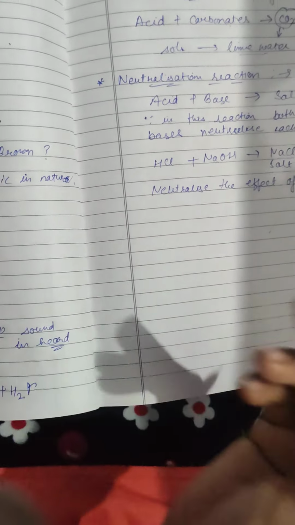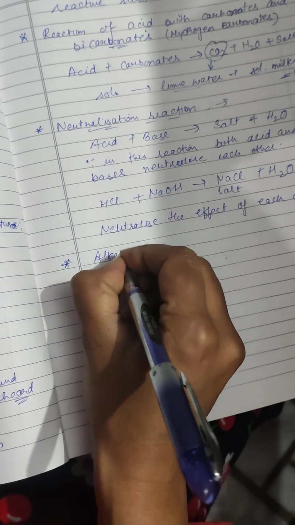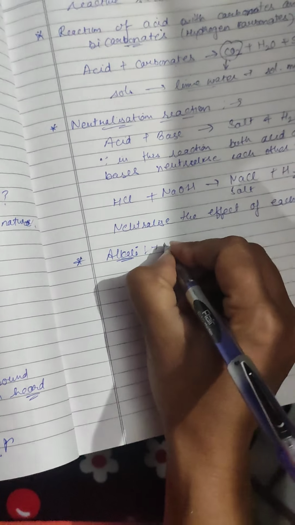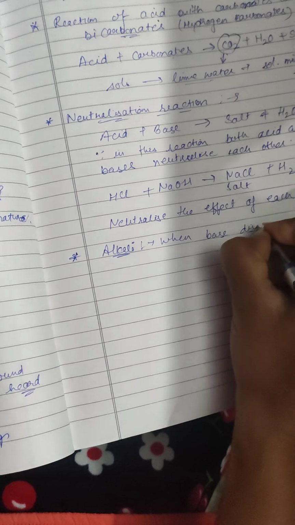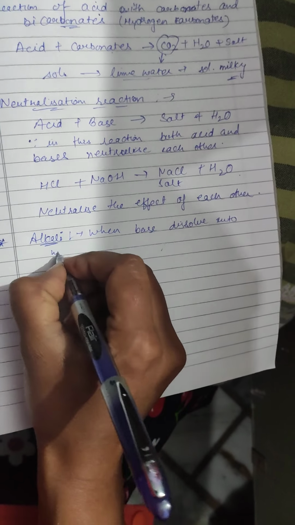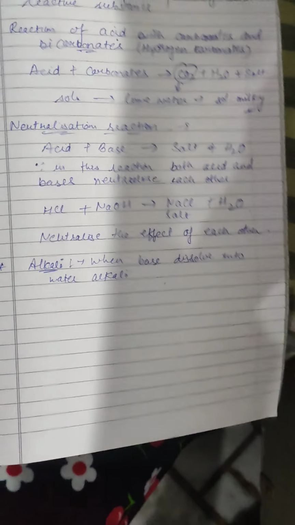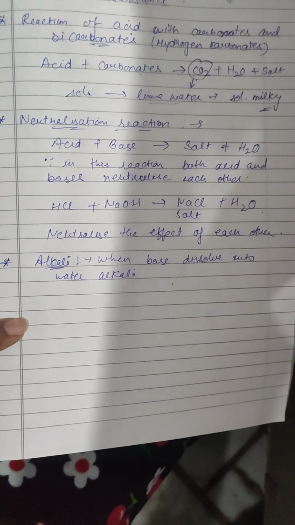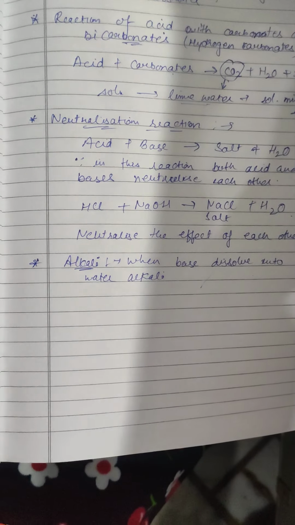Now, the next point is alkali. What is the alkali? When a base is dissolved into water, alkali is formed. We know that not all bases dissolve into water, but the bases which are dissolved into the water are called alkali.